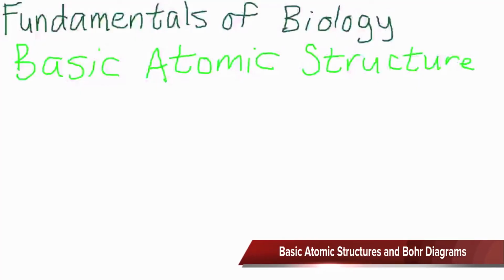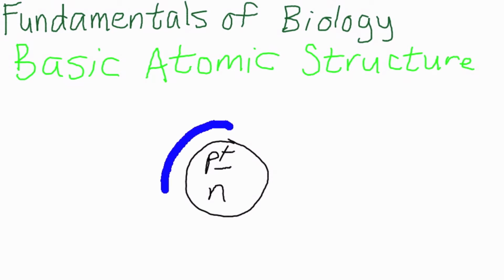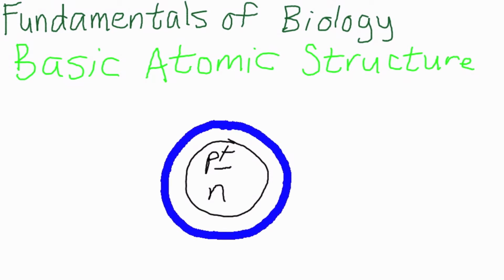Today we are going to talk about the basic atomic structure of an atom. The basic atomic structure of an atom is composed of the nucleus, which is the center of the atom and is home to the protons and the neutrons. The protons carry a positive charge and the neutrons carry no charge. And it is also home to electrons around it. And these electrons carry a negative charge.